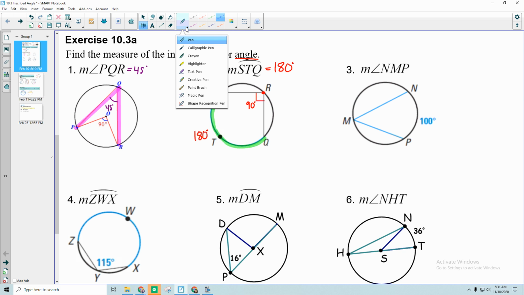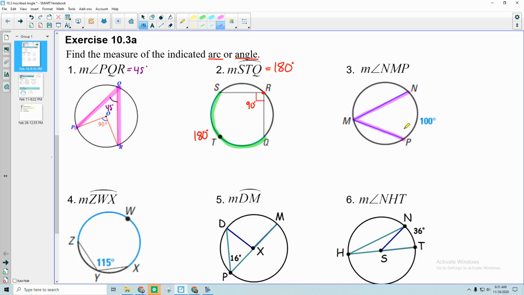Next one we have is in angles, so angle NMP, which is just this angle here. And then this 100 degrees is talking about this intercepted arc, NP. So that arc is 100 degrees. If you're thinking that this is 50 degrees, you are totally correct. That should be half of what my intercepted arc is. So yeah, 50 degrees there.